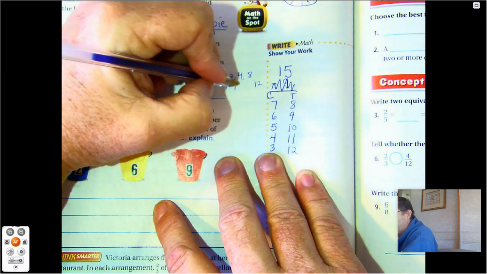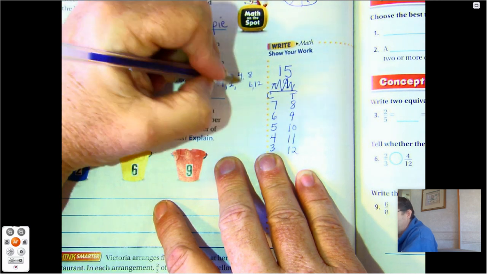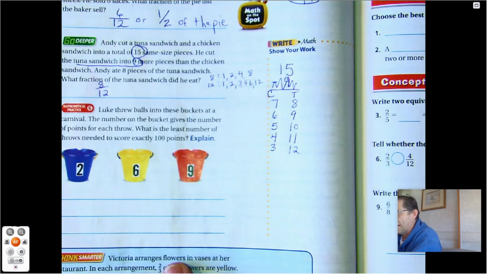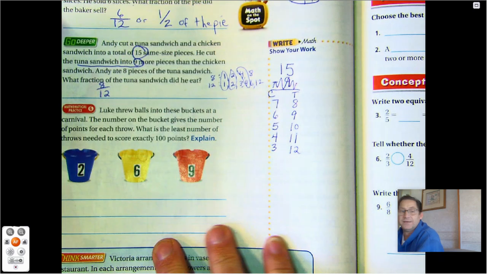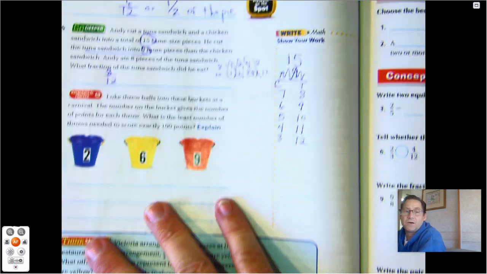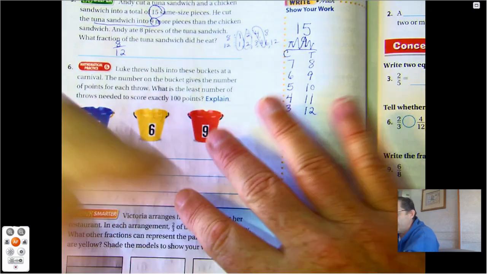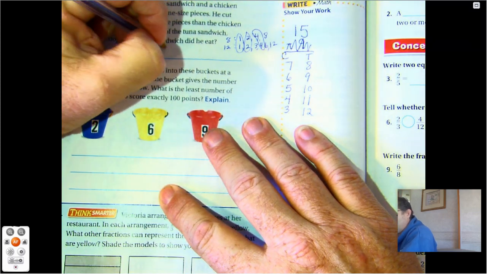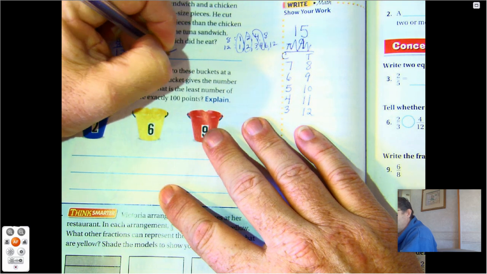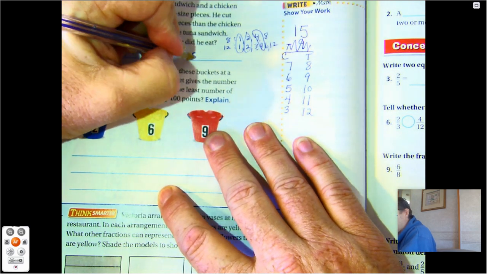All right. So we have 1 in common, 2 in common, 4 in common. To simplify, we want to divide by the greatest common factor. So 8 divided by 4 is 2. 12 divided by 4 is 3. So 8 twelfths or 2/3 of the sandwich.